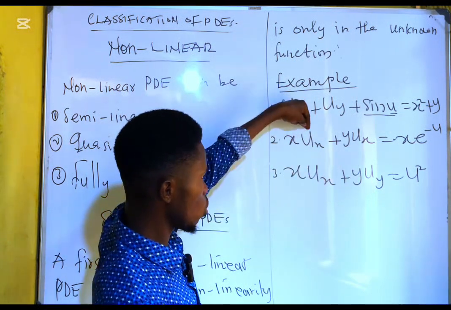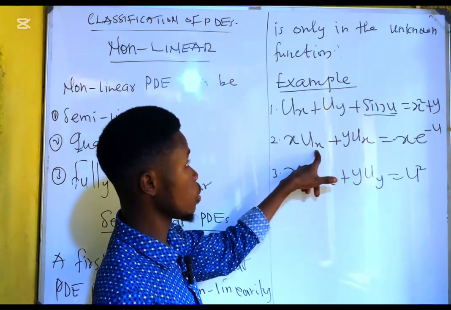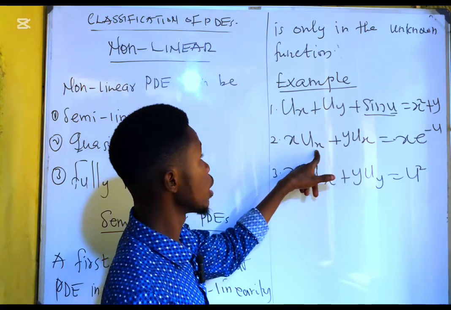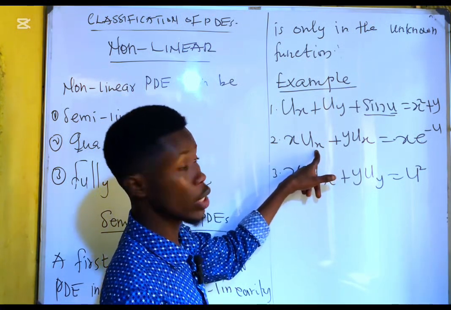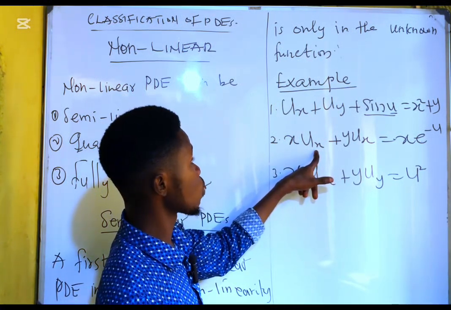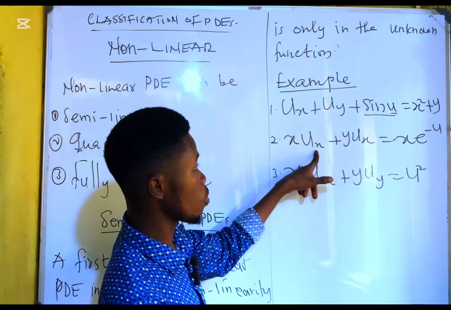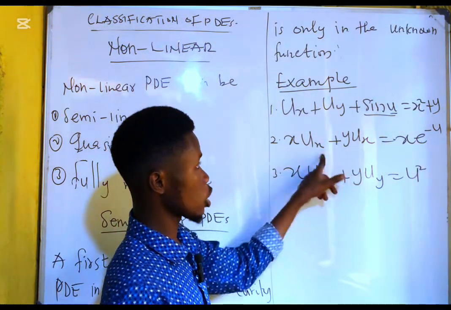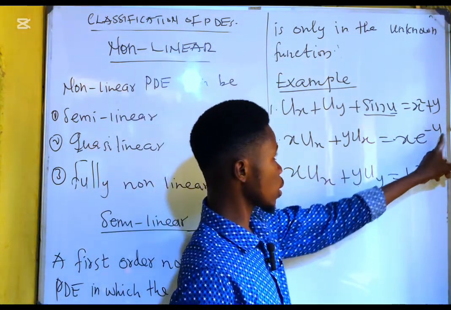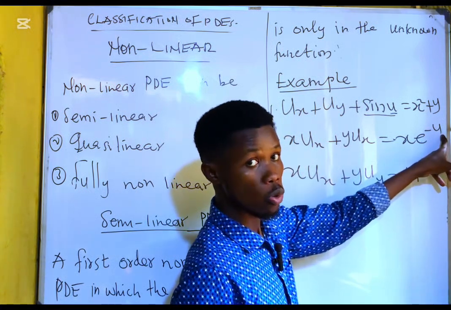There's no nonlinearity on this. There's no product of a function and its derivative. There's no product of a dependent variable and its derivative. There's no degree of 2 or 3 or more. There is no transcendental function on this. But if you look at this one, the transcendental function is on this u, which is what?